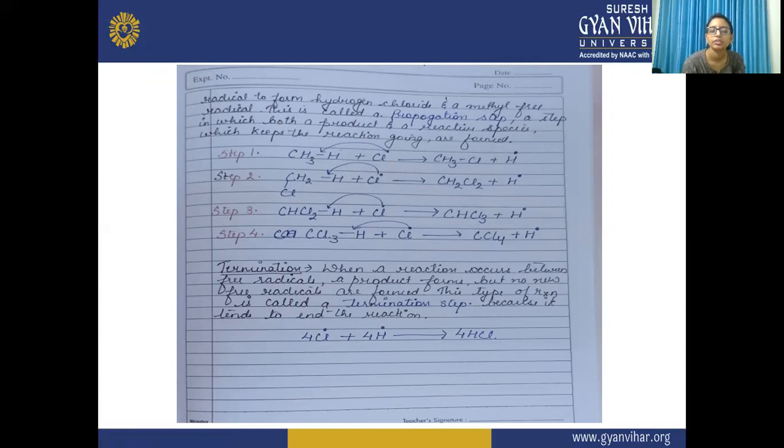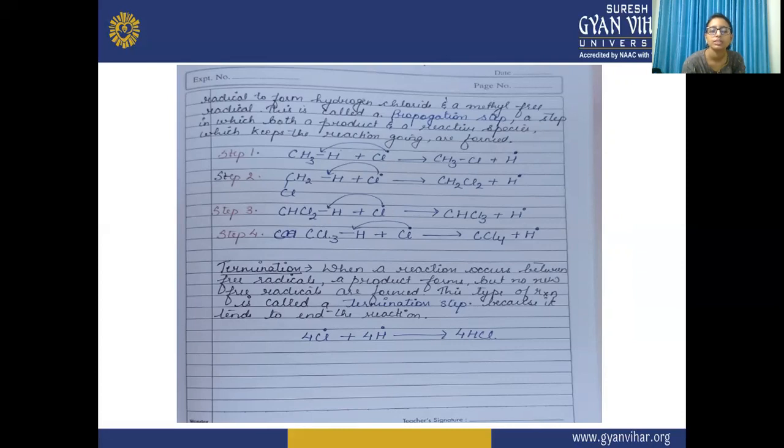Second is your second step, there is CH2HCl. So here again, one H will be removed, abstracted from this position, and this chlorine will attack this position, and there is a formation of CH2Cl2, and the H free radical is abstracted out. So here the dichloromethane is formed.